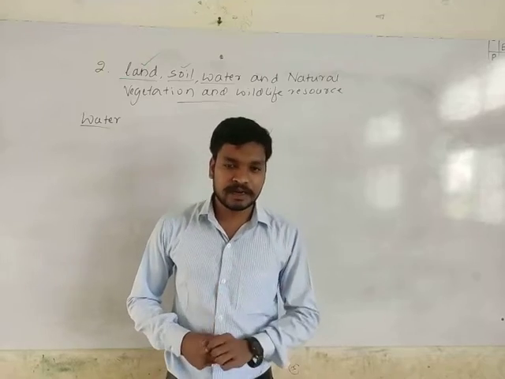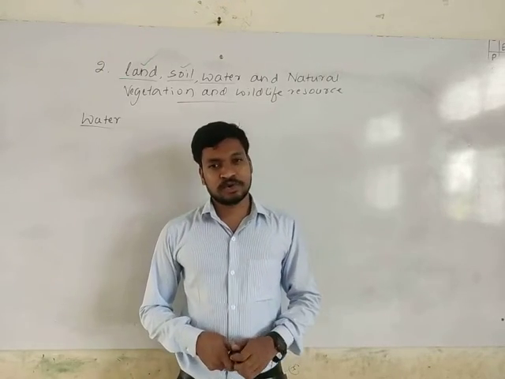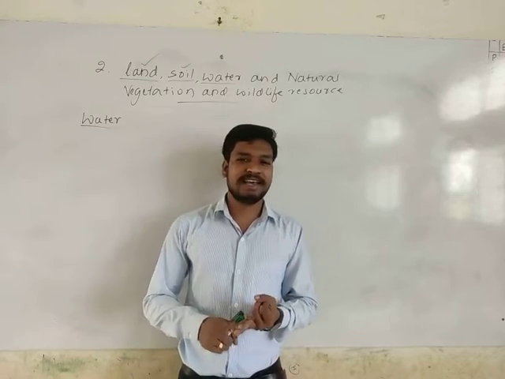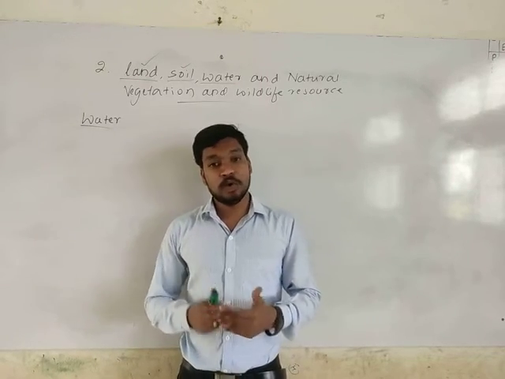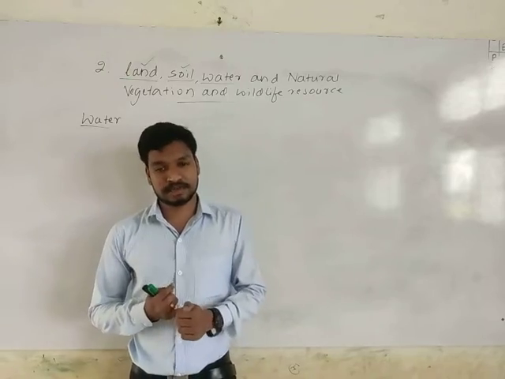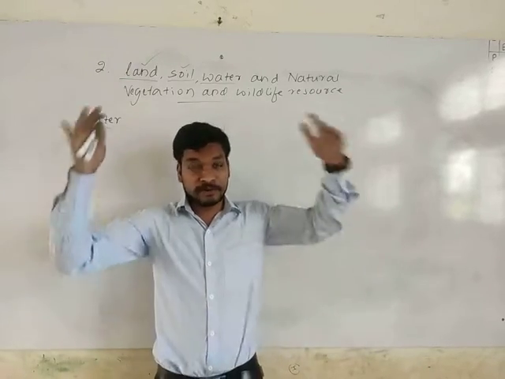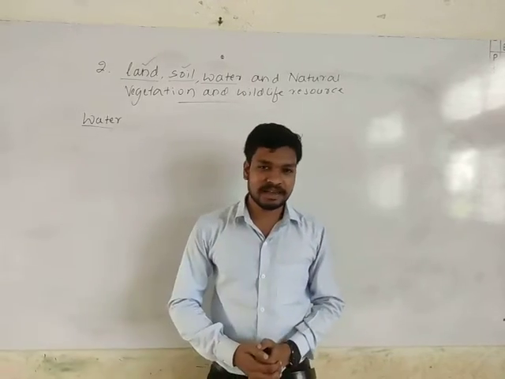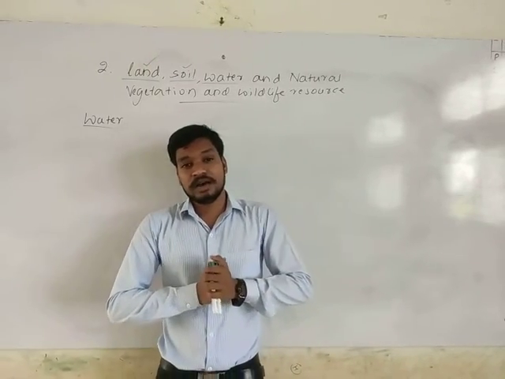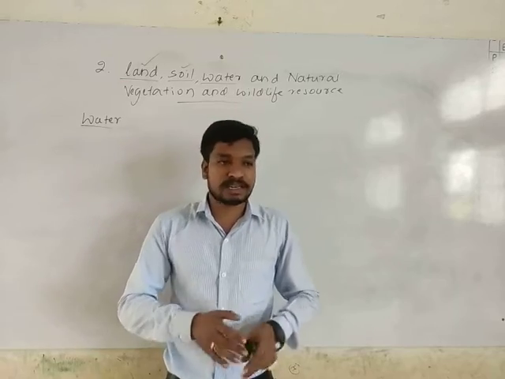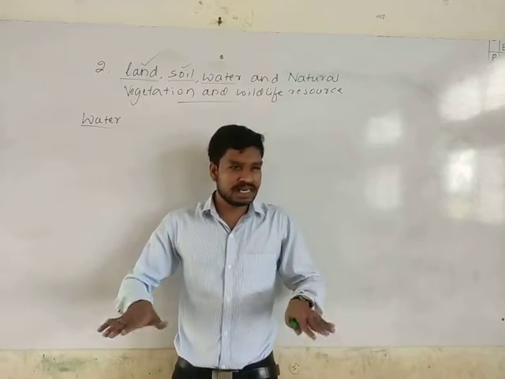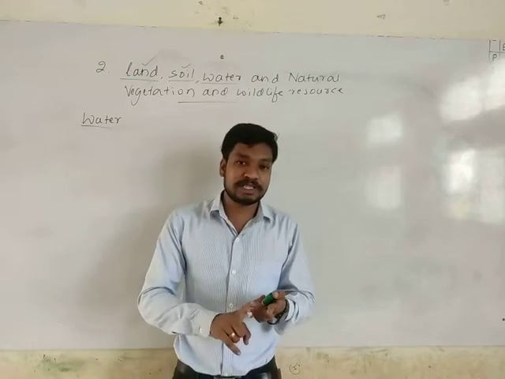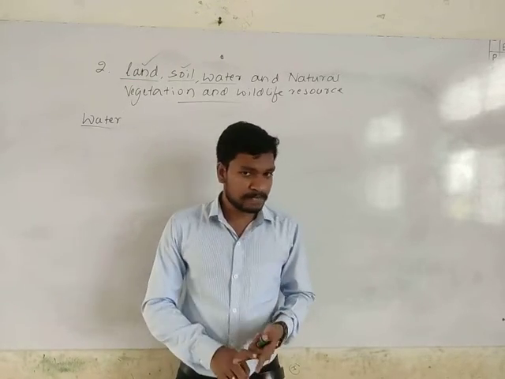What are the sources of water? Sources where we can get the water: pond, lake, river, sea, ocean, glaciers, underground, rainfall. These are all the sources where we can get this water, isn't it? So 70, 71 percent of Earth's surface is covered by the water. Only the remaining 30% of Earth's surface is land.